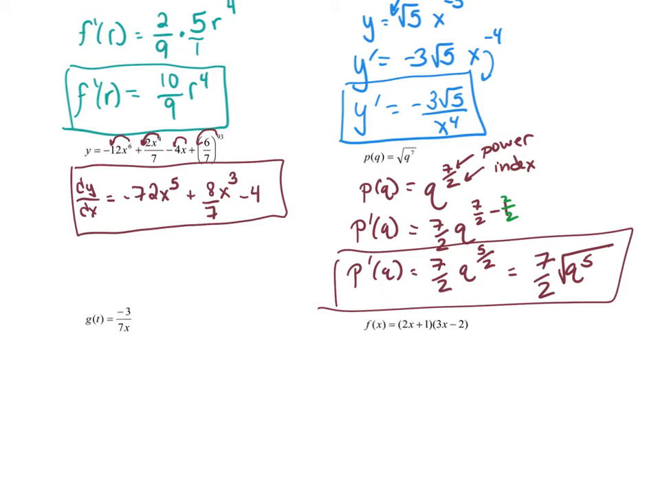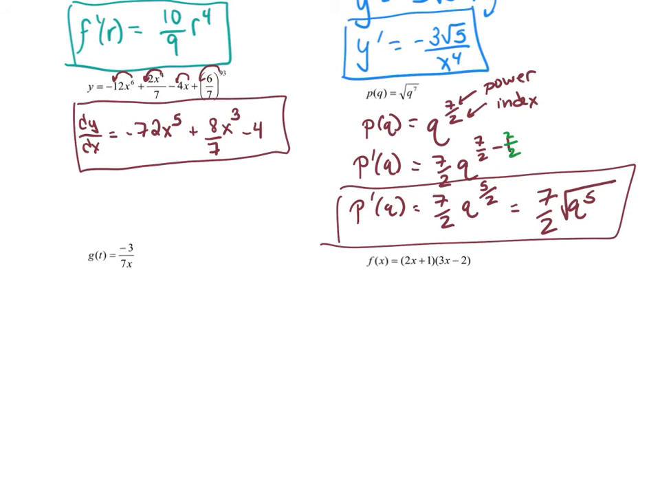All right, so let's look at g of t equals negative 3 over 7x. Now again, we have the same problem. We do not have x to a power. The x is on the bottom. It has to be some number times x. So I'll bring that up. So this should be x. This is g of x.